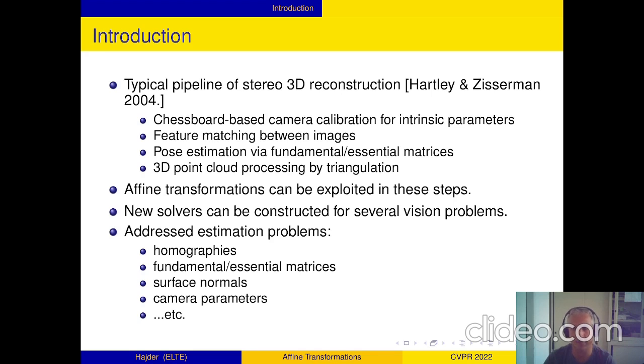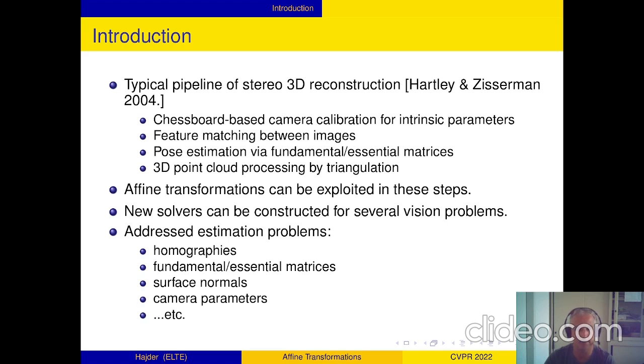This is the de facto standard for the computer vision community, and we will show how these affine transformations can be exploited in these steps. So this stereo reconstruction pipeline will be modified, and a novel pipeline will be formed. And during this task, several solvers can be constructed, and I hope that I can show you how these new solvers can be constructed. We won't overview all the solvers in very detail, but the basic ideas and the basic equations will be overviewed.